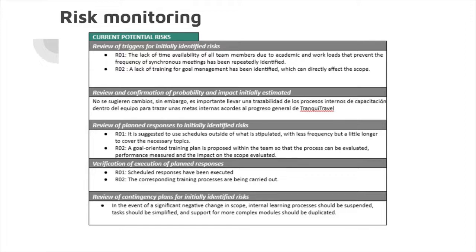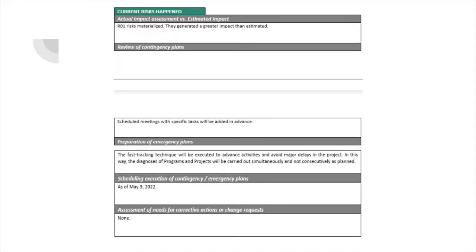Review of contingency plans for initially identified risk in the event of significant negative change in scope. Internal learning process should be suspended, tasks should be simplified, and support for more complex models should be duplicated. Current risk happened, actual impact assessment versus estimated impact. R01, risk materialized, it generated a greater impact than estimated.